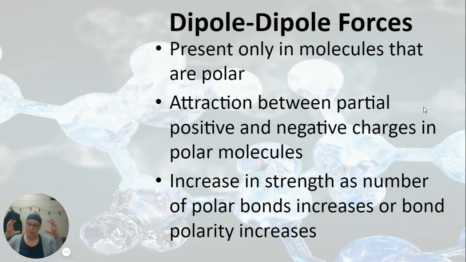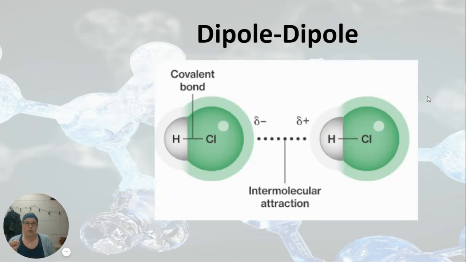And that's especially true in big molecules where you have maybe 3 or 4 different areas that are polar. That's going to make a really big impact on your intermolecular force strength compared to something that has only one polar bond. The other thing is if you get a very polar bond, you will also see a stronger intermolecular force for that as well.